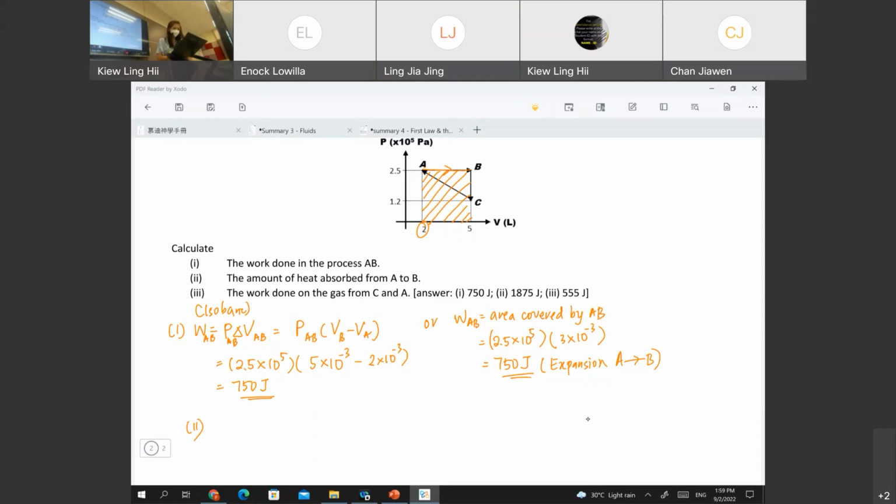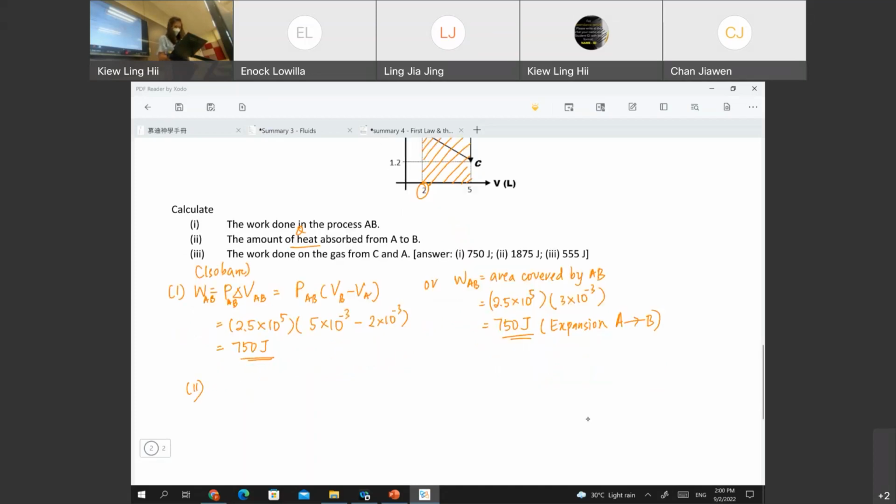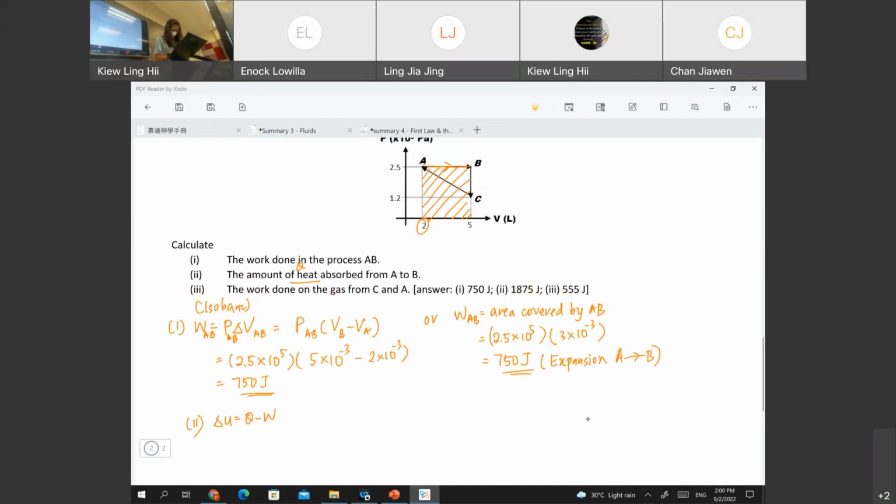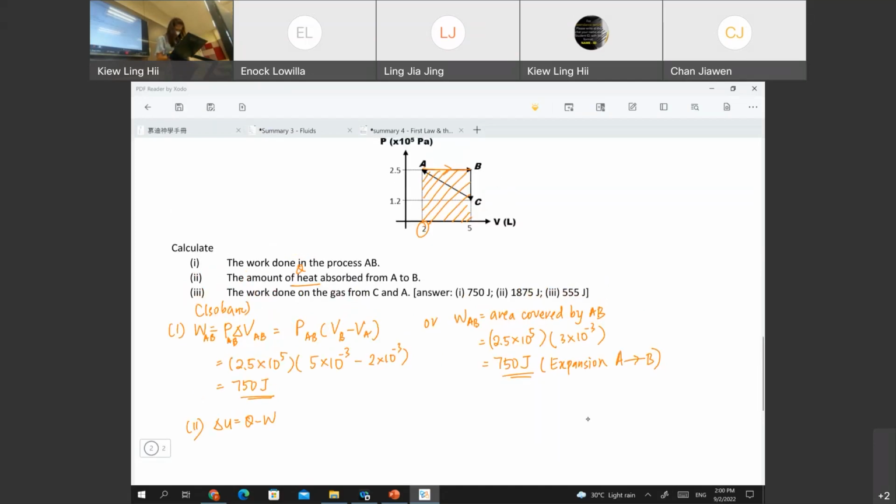Now question 2, the amount of heat absorbed from A to B. In order to find the value of Q, there is only one equation in your syllabus, which is the first law of thermodynamics: delta U equals Q minus W. We already found W from A to B, so we need to find delta U.